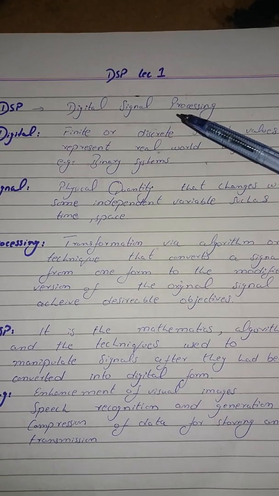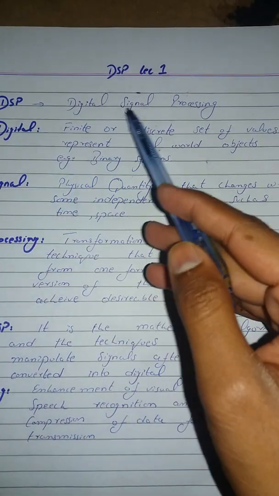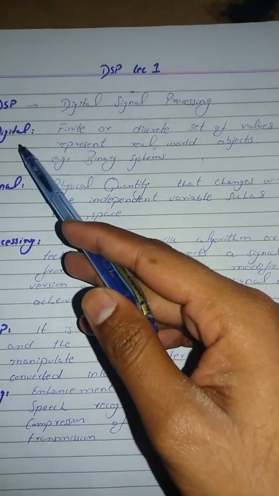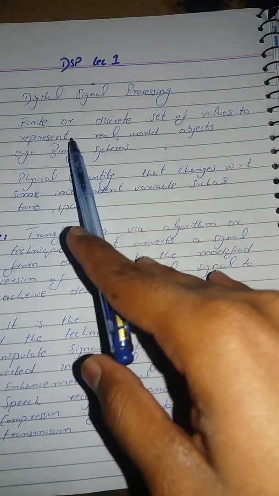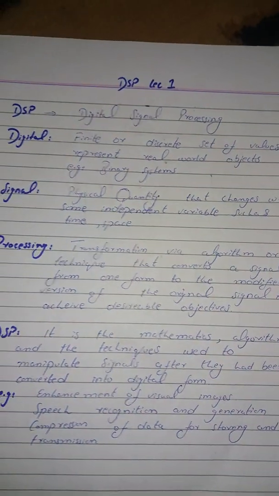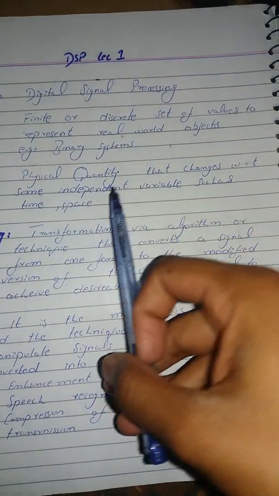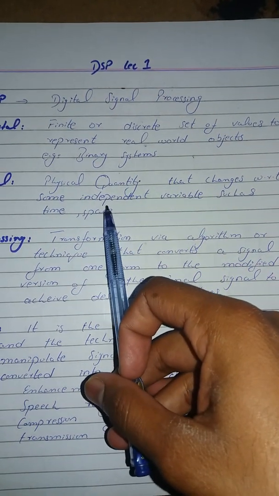Hello everyone, I'm Abdul and today the purpose of this tutorial is to tell you about the basics of digital signal processing. As we know, DSP stands for digital signal processing. So first of all, let's say what is DSP. Basically, DSP is a finite or discrete set of values to represent real world objects, for example binary systems. And we have the signal, and a signal is a physical quantity that changes with respect to some independent variables such as time and space.